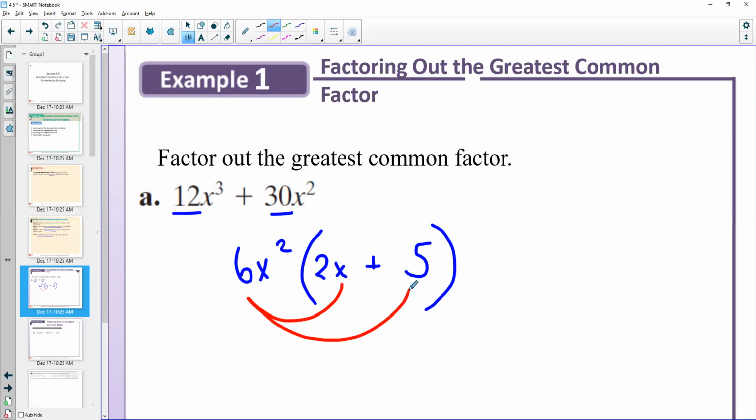Then we can check ourselves. Remultiply. Okay, so 6 times 2 is 12. X squared times x is x cubed. 6 times 5 is 30. Oh, I need a plus sign. And x squared times whatever is there, the 1, is x squared. And we're back to where we started.